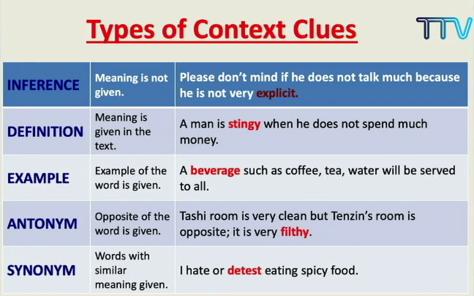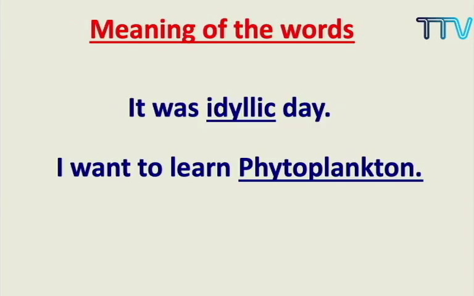Let us talk about the synonyms. I hate or detest eating spicy food. You may not know detest, but here you just look at the word "or." I hate or detest eating spicy food. So hate or detest, they are synonyms. So that means he's talking about synonyms. Detest is hate, you dislike. So these are the things that you have to keep in mind. We are talking about the context clue. Did you understand?